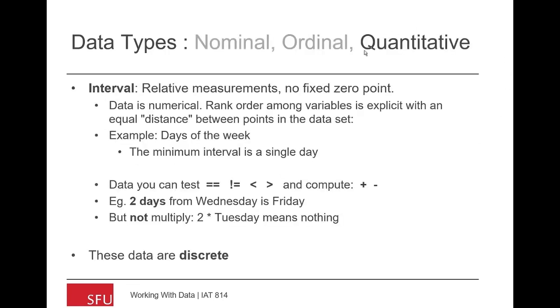Next are two types of quantitative data. We'll talk first about interval data. Now, this might seem a little bit funky, so we're going to talk it through a bit. Interval data is where there are relative measurements, but there is no fixed 0 point, and that will become clear as we talk. In interval data, the data is numerical, and you can rank order among variables explicitly, with equal distance between points in the data set. An example of that is, say, days of the week. The minimum interval of days in the week is a single day.